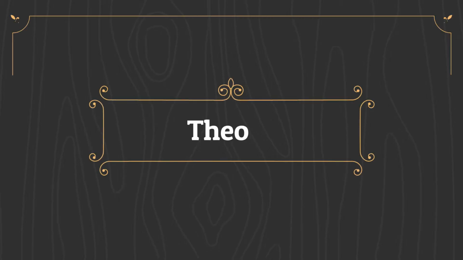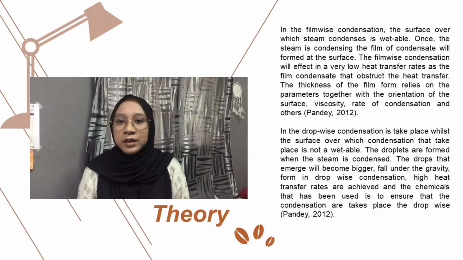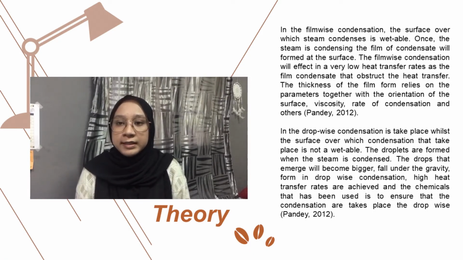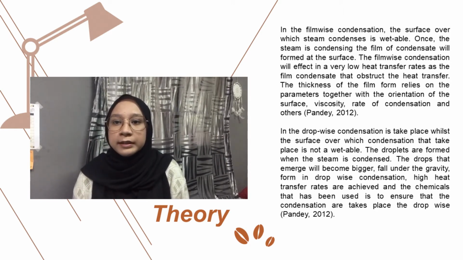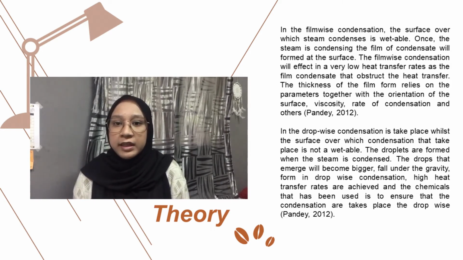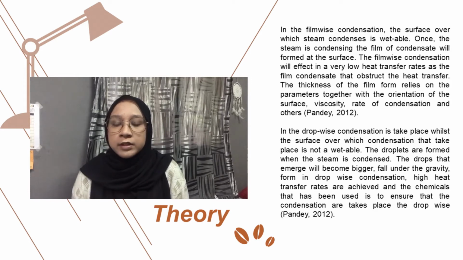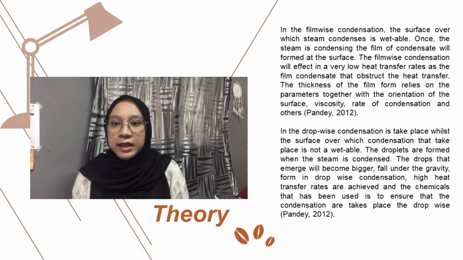I will present the parts Theory and Procedure. In film-wise condensation, the surface over which steam condenses is wettable. Once the steam is condensing, a film of condensate will form on the surface. Film-wise condensation results in a very low heat transfer rate as the condensate film obstructs the heat transfer. The thickness of the film formed relies on parameters such as the orientation of the surface, viscosity of the condensate, and others.